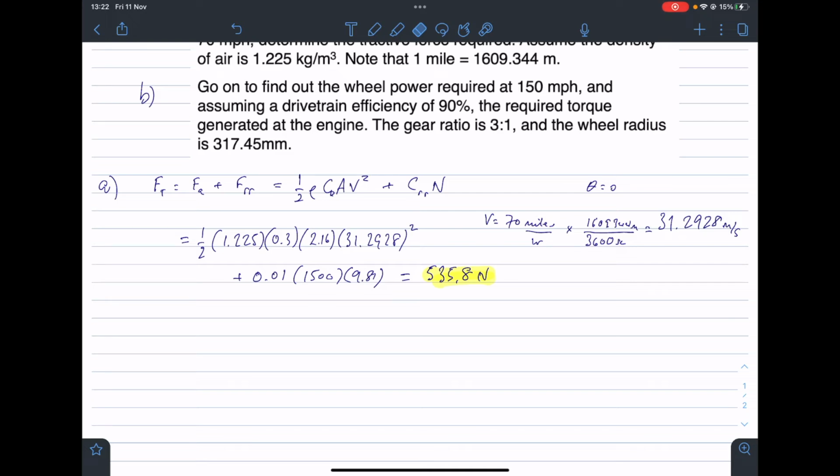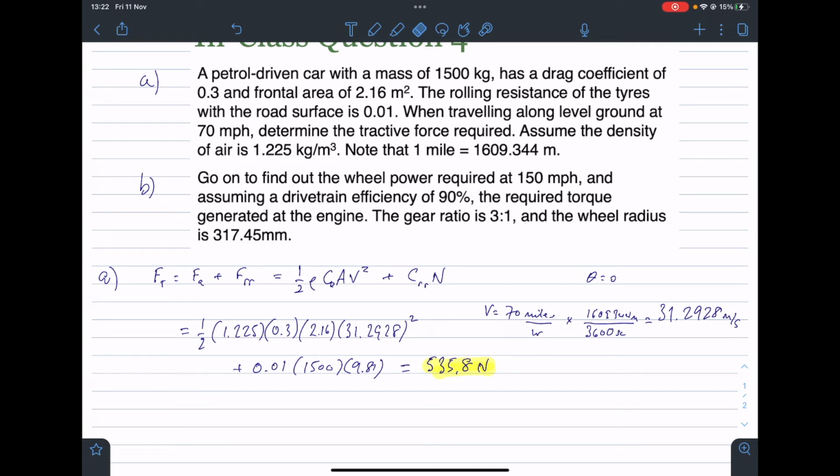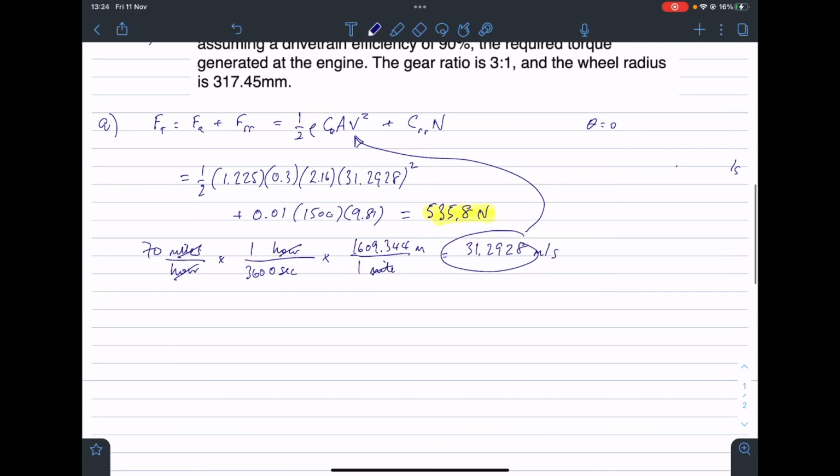If you scroll up to the top, so you can see the full question. Obviously, that's not to accelerate the vehicle, like I said. That's not going up a hill, but that's along level ground. To maintain 70 miles an hour, you need 535 newtons to overcome those aerodynamic and rolling resistance forces. Right, so that's part A.